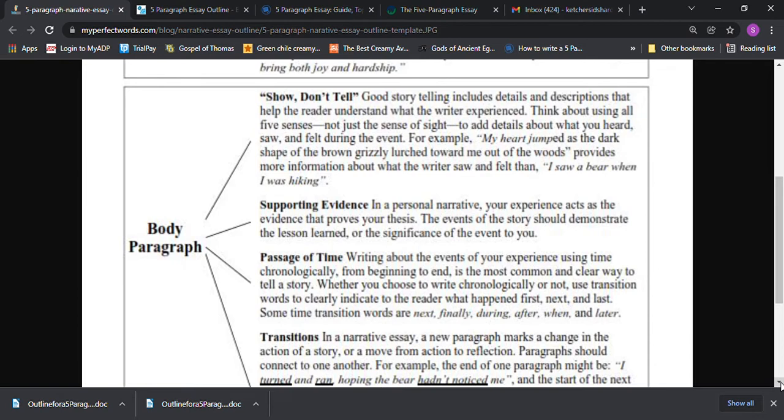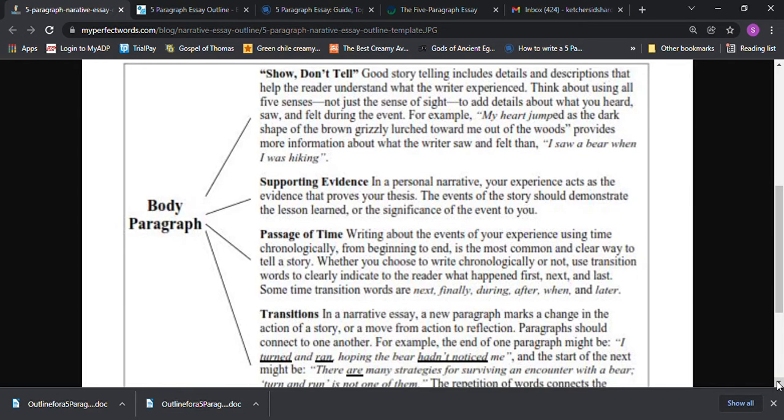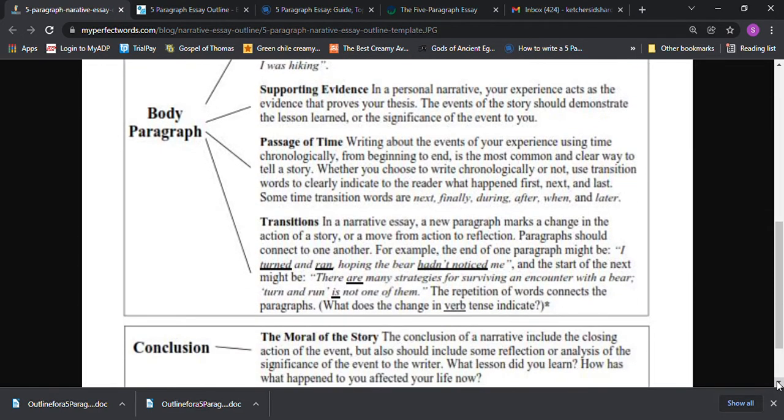Supportive evidence. In a personal narrative, your experience acts as the evidence that proves your thesis. The events in the story should demonstrate the lesson learned or the significance of the event to you. Passage of time. Writing about the events of your experience chronologically from beginning to end is the most common and clear way to tell a story. Whether you choose to write chronologically or not, use transition words to clearly indicate to the reader what happened first, next, and last. Some transition words are next, finally, during, after, when, and later.